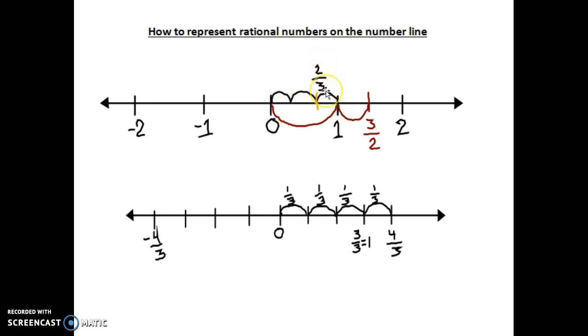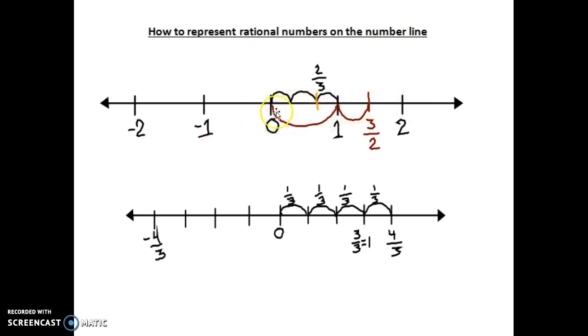Now 2 upon 3, what is it? It is a proper fraction. Why proper fraction? Because the numerator is less than the denominator. Now we want to plot this number on this number line.